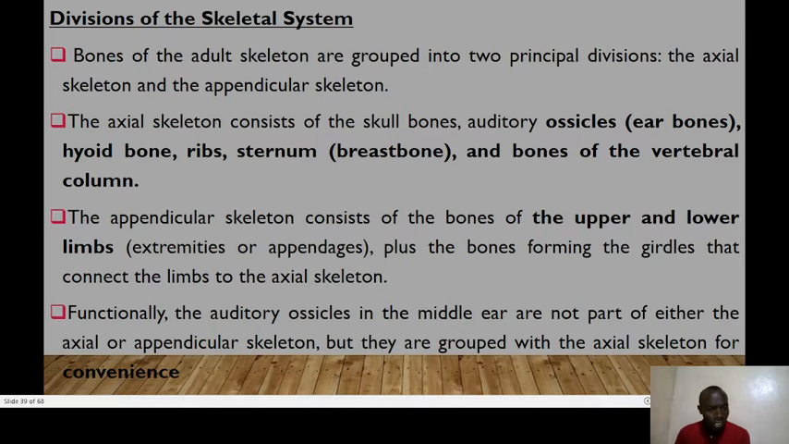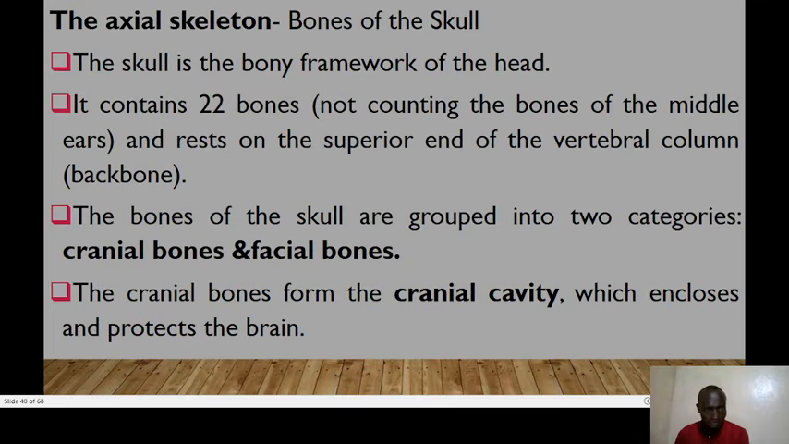Functionally, auditory ossicles, these are the ear bones in the middle ear, are not part of either the axial or appendicular skeleton, but they are normally grouped with the axial skeleton for convenience. The axial skeleton is the first one, and we look at the bones of the skull. The skull is a bone framework of the head. It contains 22 bones, not counting the bones of the middle ear, and normally rests on the superior end of the vertebral column or the backbone.